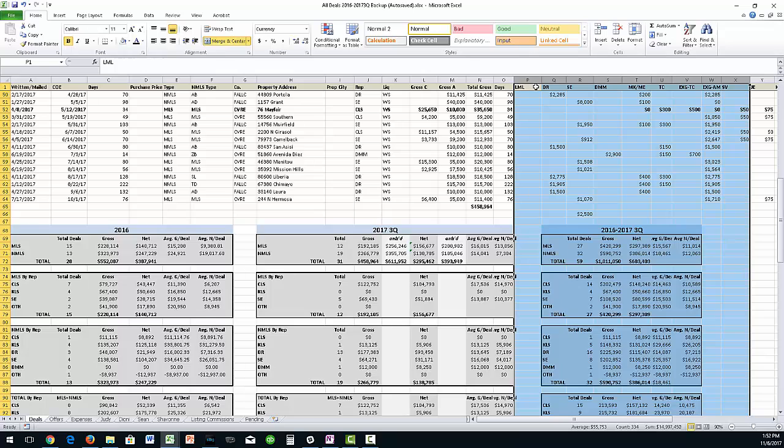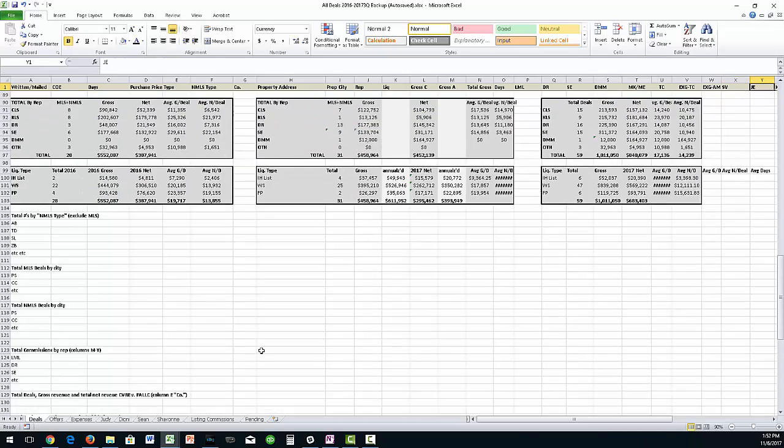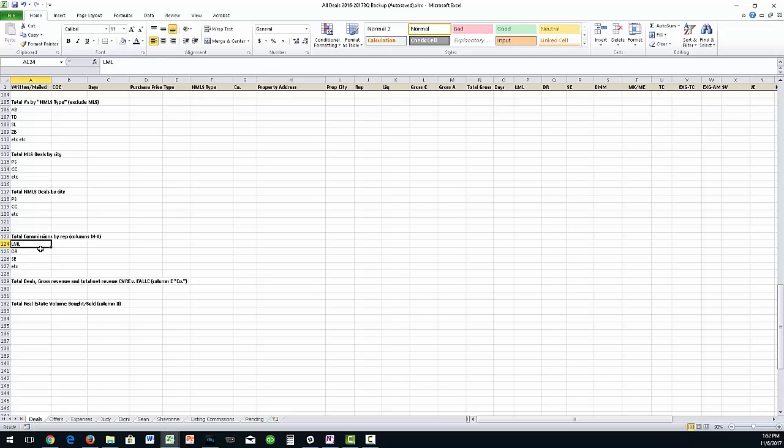If you could just make a row for each one: LML, DR, SE, DMM, MK, TC, 2 for Erica, Siobhan, and Judy, etc. Total commissions. It doesn't have to be in regard to any property, any deal type or anything, just grand total. And there wouldn't be a gross or a net.